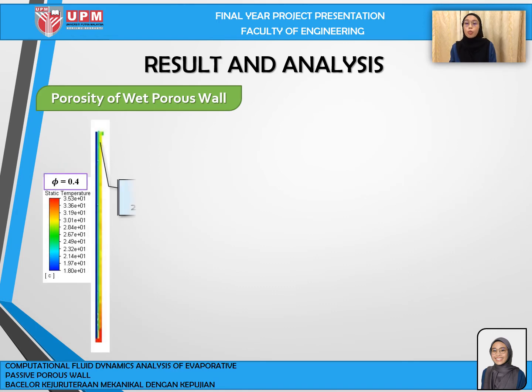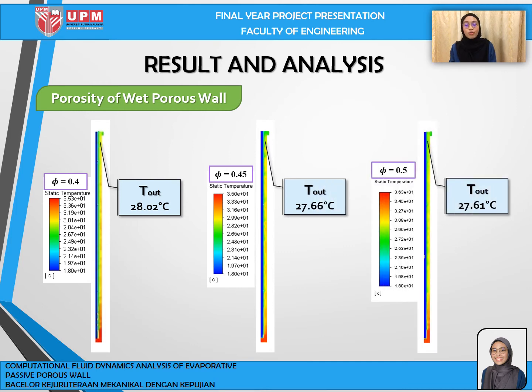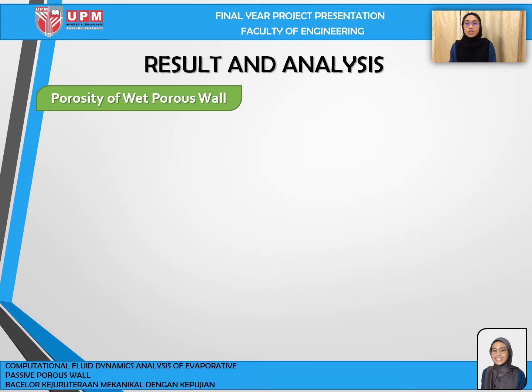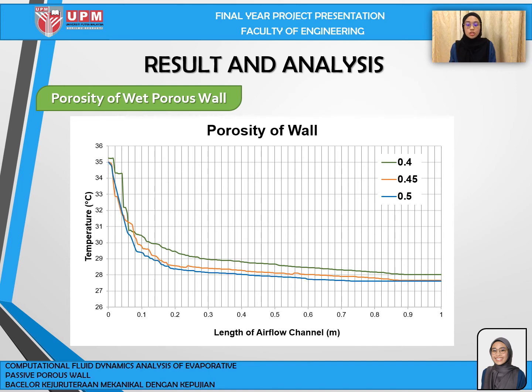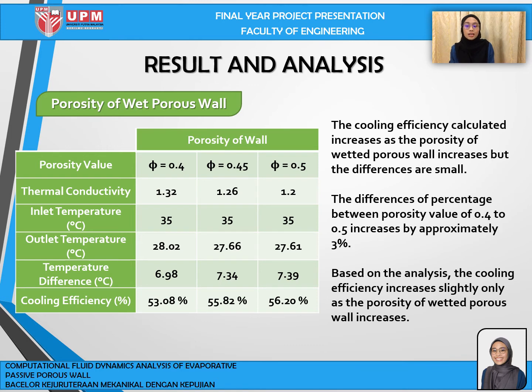The second parameter change was the porosity of the wet porous wall. We changed it into three different values, which are 0.4, 0.45, and 0.5. This is the graph obtained for the porosity of wall versus the temperature. We can see here that there is a slight decrease of temperature as the porosity increases. After the outlet temperature was obtained, we calculated the cooling efficiency, and it was calculated that the cooling efficiency increases as the porosity of the wetted porous wall increases. But the differences are quite small. The difference between porosity values of 0.4 to 0.5 is an increase of approximately 3% only. So based on this analysis, the cooling efficiency increases slightly only as the porosity of the wetted porous wall increases.